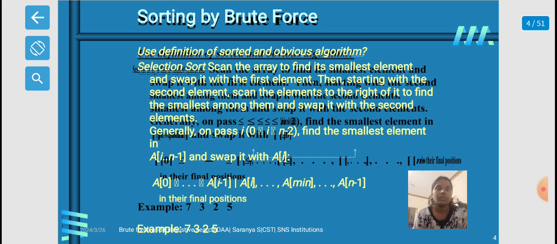Selection sort. Sorting by brute force is the definition of sorting by the obvious algorithm. The first one is selection sort. It first scans the entire given list to find its smallest element and exchanges it with the first element, putting the smallest element in the final position of the sorted list.